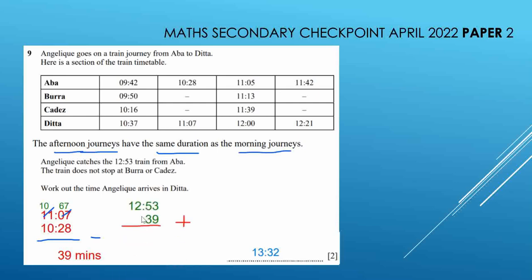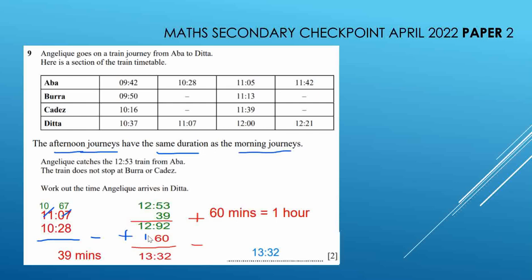Next. So now if Angelique catches 12:53, it means we have to add the duration to count what time Angelique arrived in return. So 12:53 plus 39, and we got 12:92. Since 1 hour equals 60 minutes, this cannot be more than 59. So now we subtract 60 from 92, and we got 32, and we add 1 to the hour. So 12 plus 1 is 13. So our answer is 13:32.